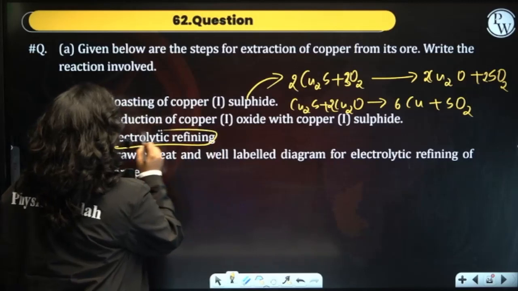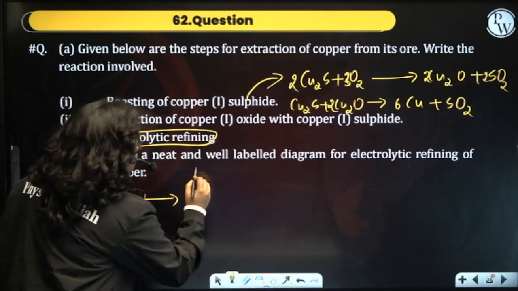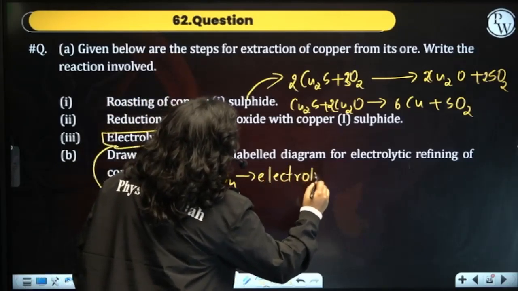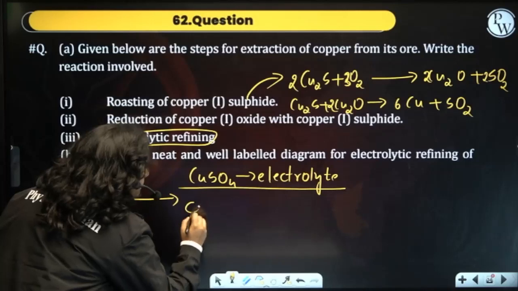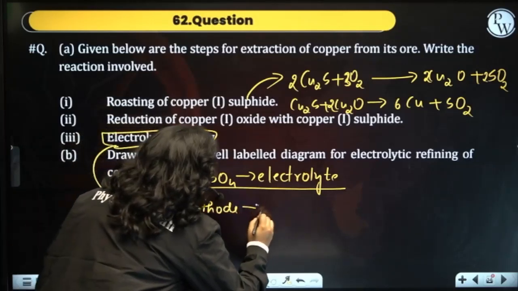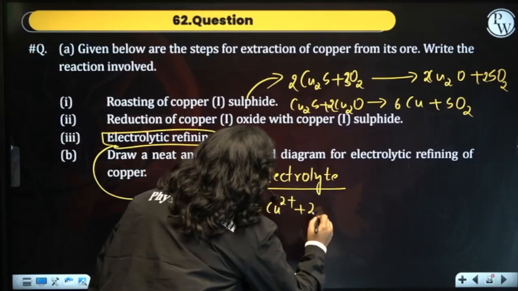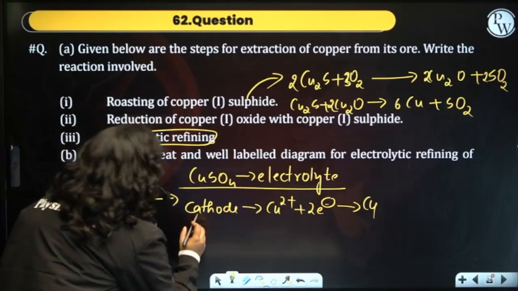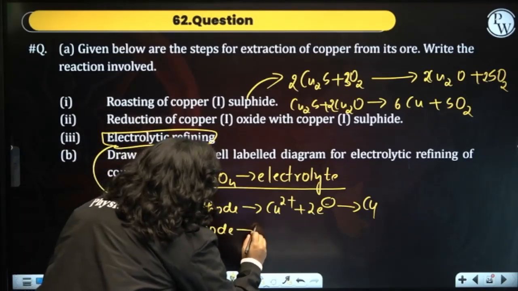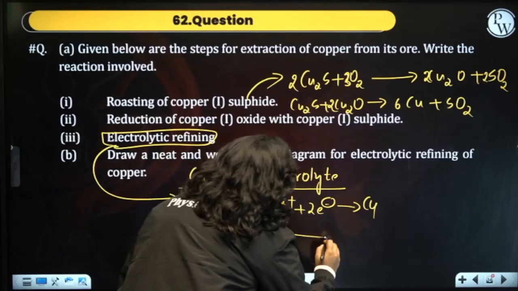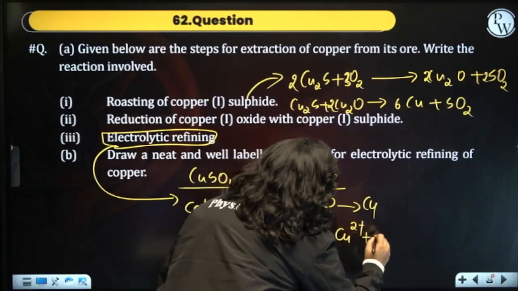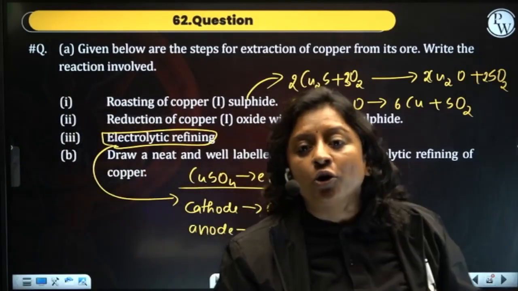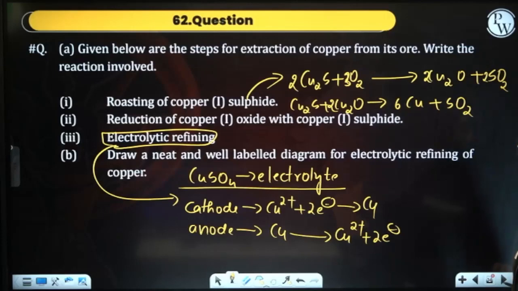Electrolytic refining. So if I take copper sulfate as electrolyte, then at cathode copper 2 plus ions receive electrons to get deposited as copper on the pure cathode. At anode, copper gets into solution as copper 2 plus, losing electrons. So at anode, it gets oxidized. At cathode, it gets reduced by accepting electrons.